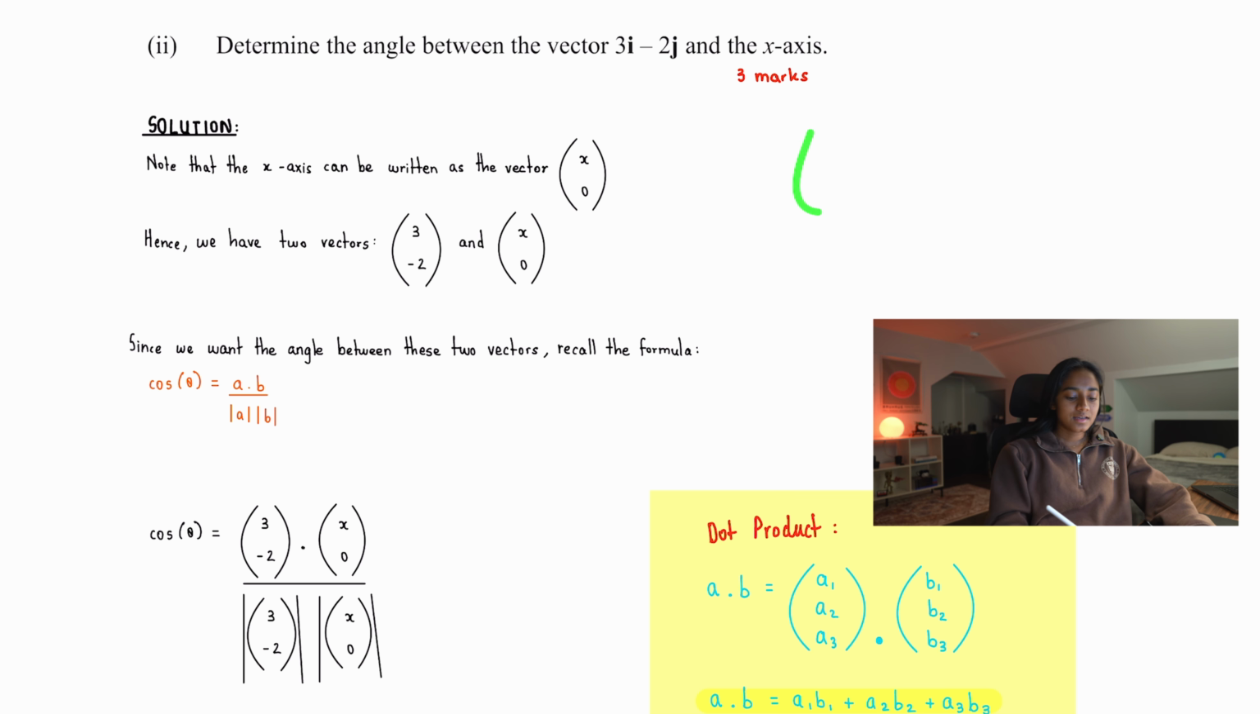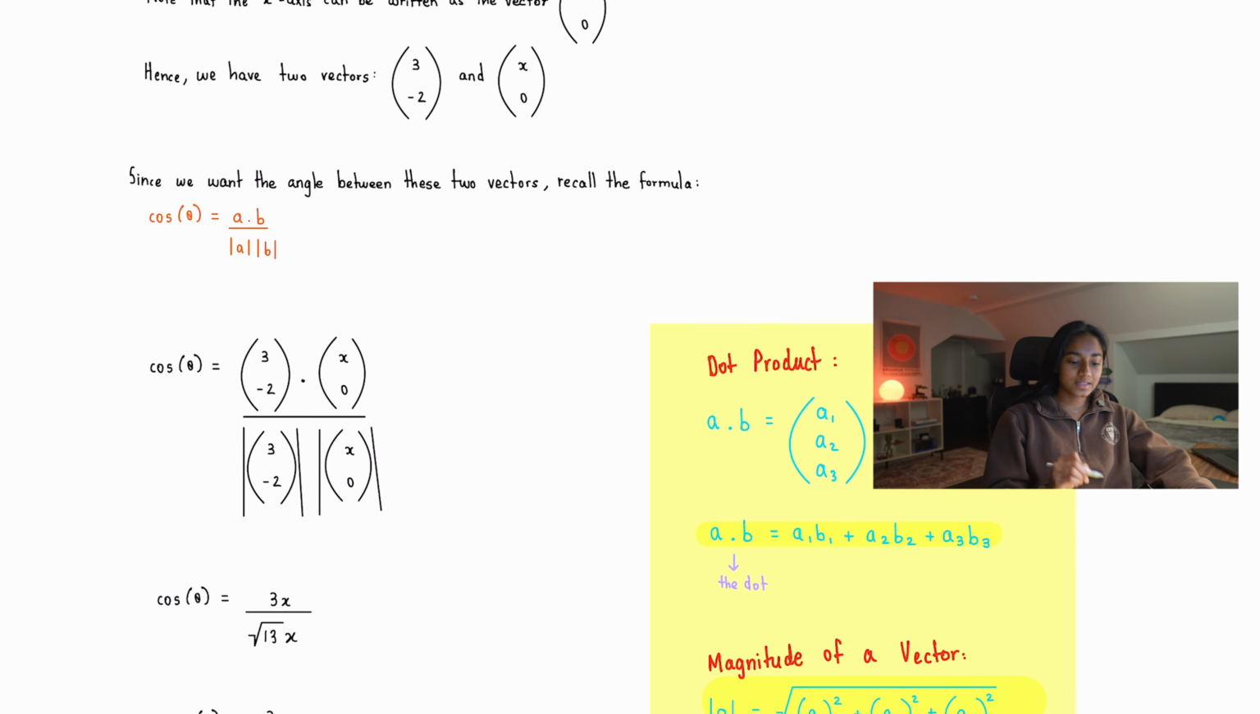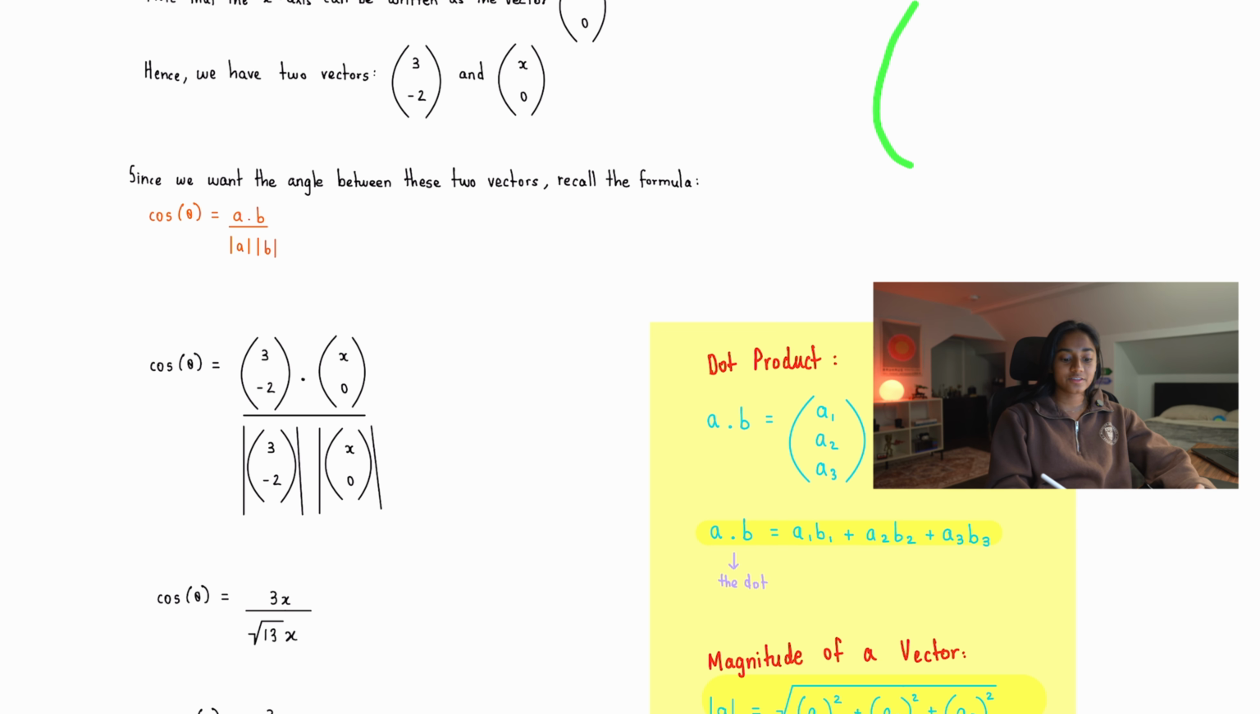This would be x, 0. So the x-axis can be written as a vector x0. Hence we have two vectors, 3 minus 2 and x0. Remember, the same thing. It's only 3 marks, but it takes math. This is a lot simpler than when you have 3 components though, the x, y, and z. Now you only have x and y.